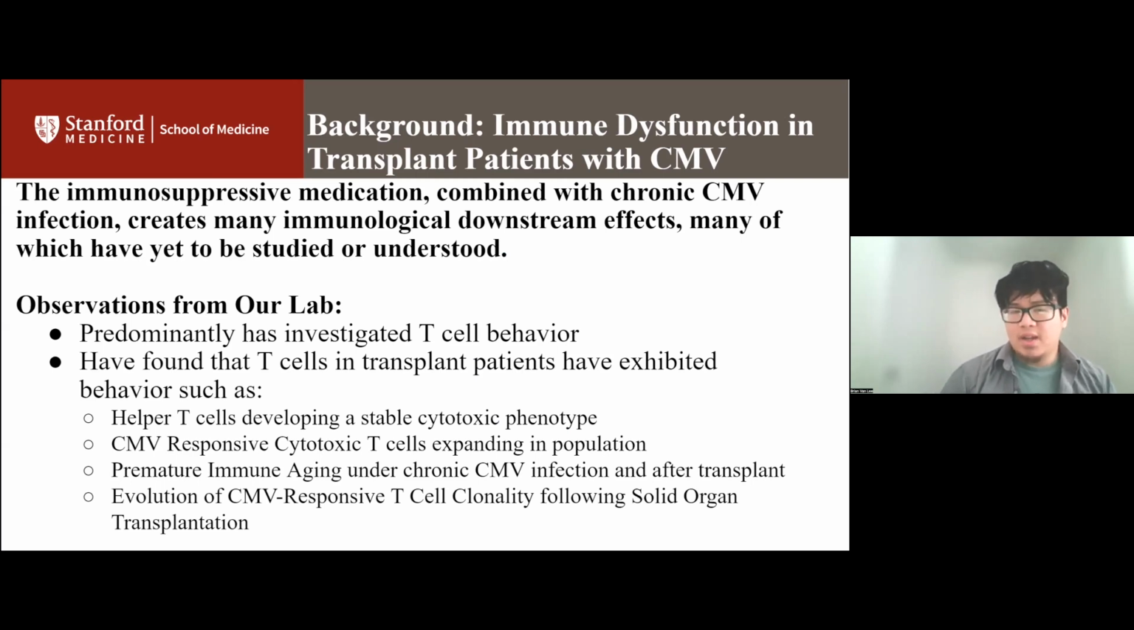And we found T cell behavior such as we see cytotoxic T cells develop a seemingly cytotoxic phenotype, which really shouldn't be the case. We see huge expansions of cytotoxic T cells. We see premature aging of the immune system and premature aging of T cells in general. And then we see an evolution of the clonality of T cells as well, right? And all of those are not really supposed to happen, and yet we don't really understand why.